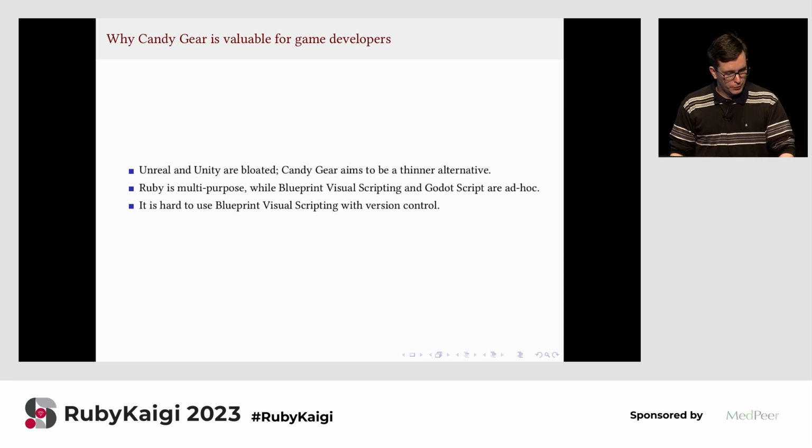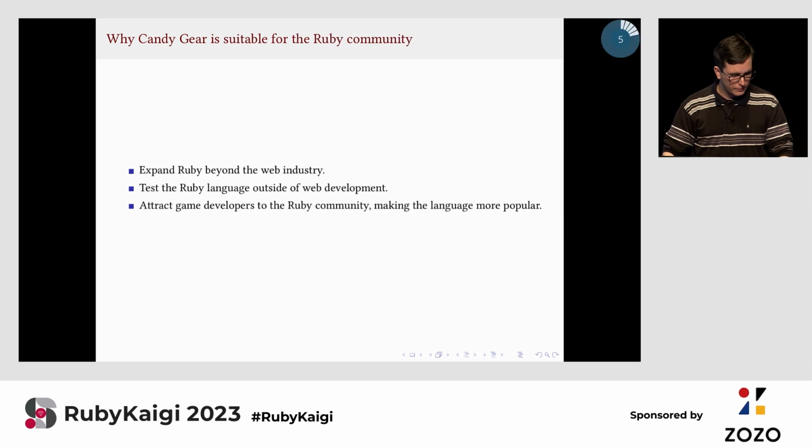Also, the Blueprint Visual Scripting from Unreal, which is a very famous engine, is a binary blob. The scripting is visual, but it's binary, and if you ever worked with Git, you know how hard it is to manage binary files. So by using a language like Ruby, you have this benefit when controlling your version of it.